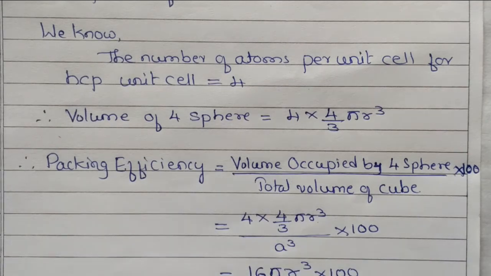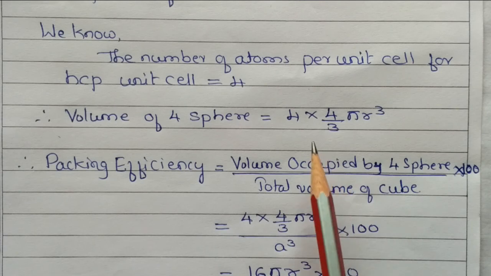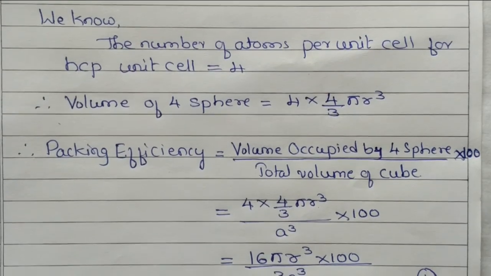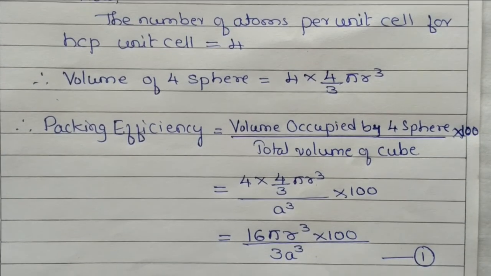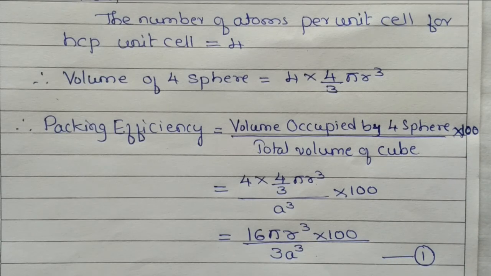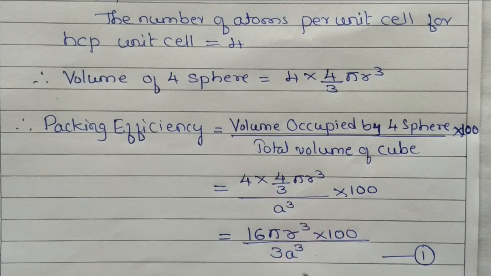So packing efficiency is the volume occupied by 4 spheres into 100, divided by the total volume of the cube. Now the volume of 4 spheres is 4 into 4 by 3 pi r cube, where 4 by 3 pi r cube is the volume of a sphere, into 100, divided by a cube, the volume of the cube, since the cube has edge length a. If you simplify, that is 16 pi r cube into 100 divided by 3 a cube. The 3 comes in the denominator.